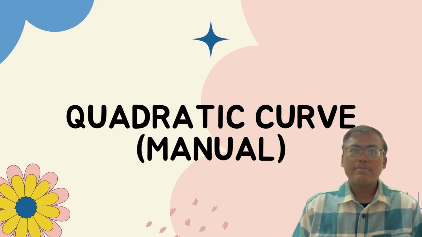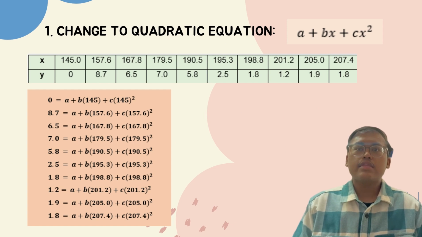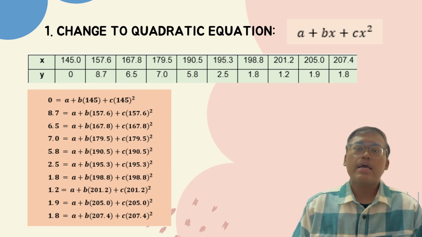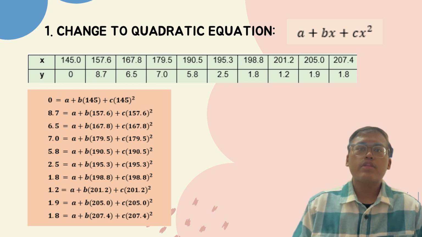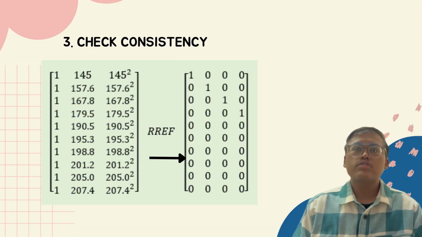So I would like to present the quadratic curve that we calculated manually. First of all, this is the data that we get from the previous slide. We want to change this data to the quadratic equation, which is a plus bx plus cx squared. From this quadratic equation, we want to express it in matrix form, which is Ax equals b. Next, we want to check the consistency.